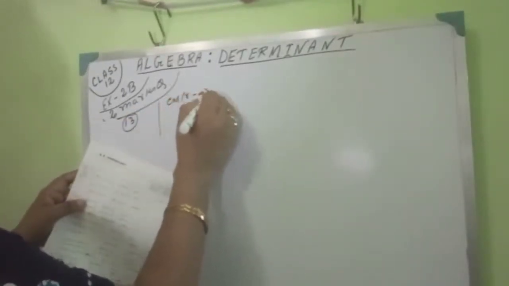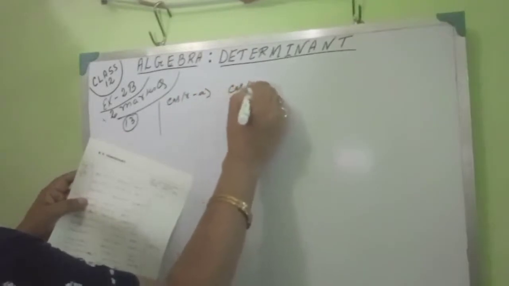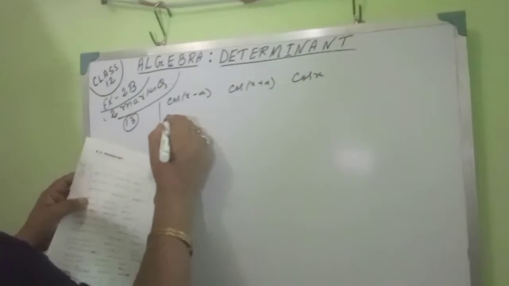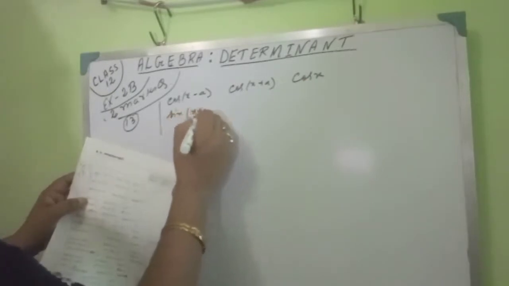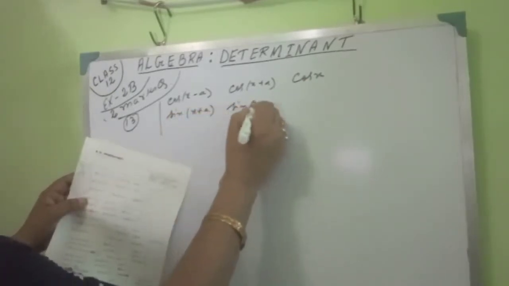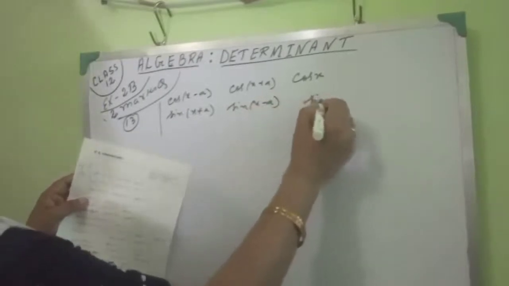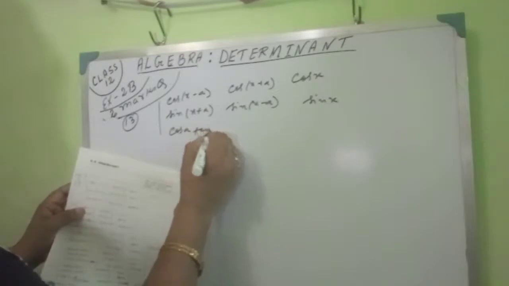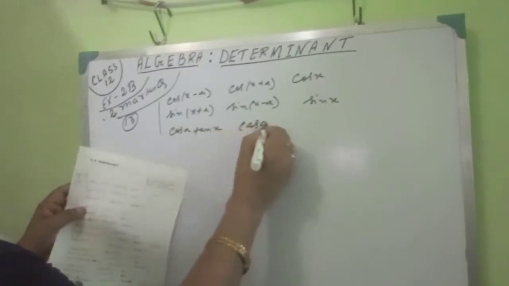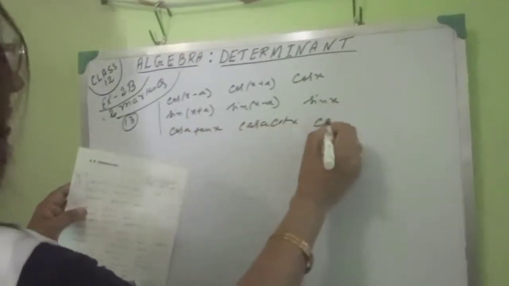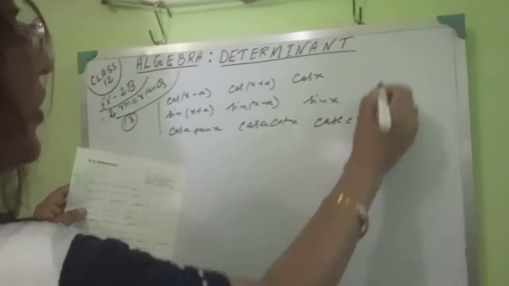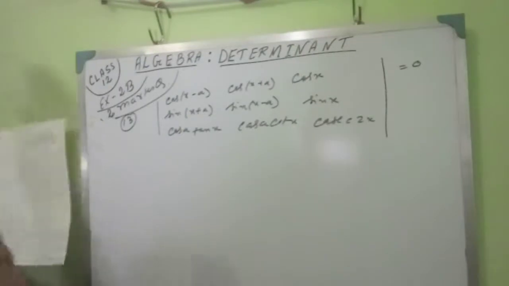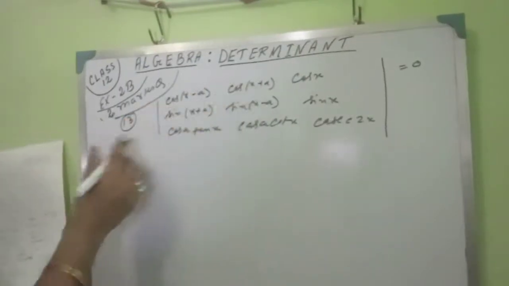Cos x minus a, cos x plus a, cos x, and sin x plus a, sin x minus a, sin x, and here cos a, tan x, cos a, cot x, and cosec 2x. This determinant is equal to 0. This only we have to prove. Okay, we'll start again from the left hand side.